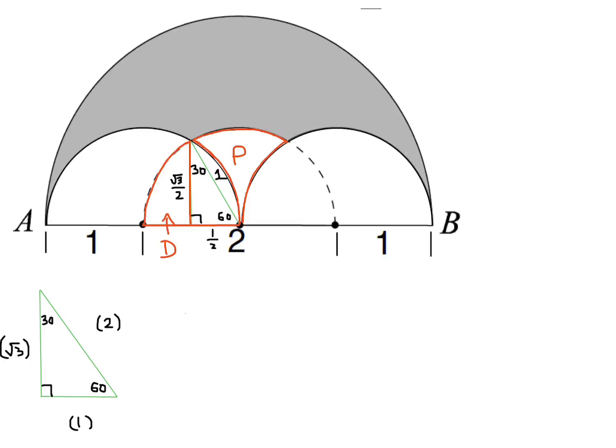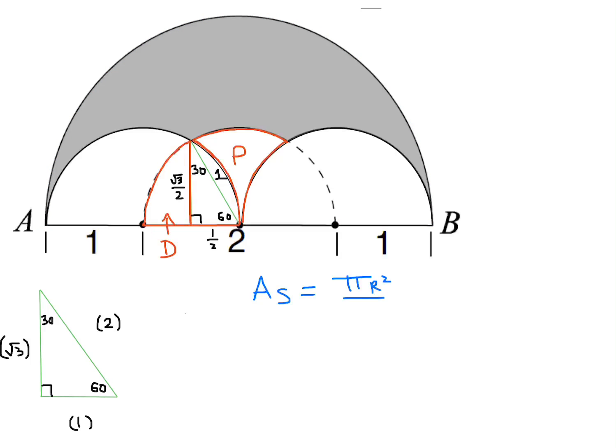And there you have it. So we will come back to D and P a little later, but first let's start with figuring out this shaded region. So our area of the shaded region AS will be the area of the big semicircle, this whole thing right here.